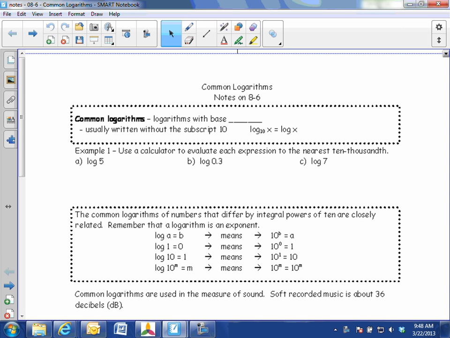Okay, so we're working with common logarithms today. So you actually get to use that log button on your calculator. So is this going to be like easy? So it's just typing in on my calculator. Most of it, no, but some of it. Yes. Okay, so common logarithms are with a base of 10.